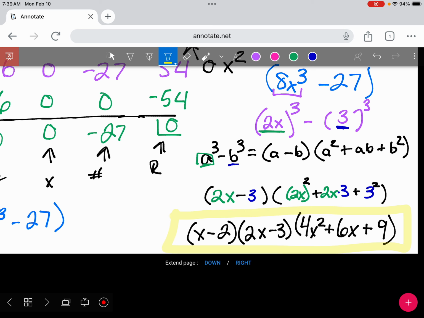Because the quadratic is not further factorable, since it's a sum of cubes. So yes, you can put the x minus 2 in the factors. It doesn't have to be at the beginning. It can go at the end. But if we want the factored form of the whole thing, or all of our factors, put them all together.